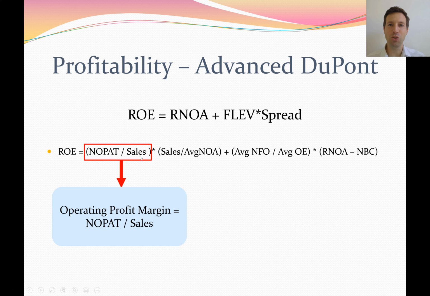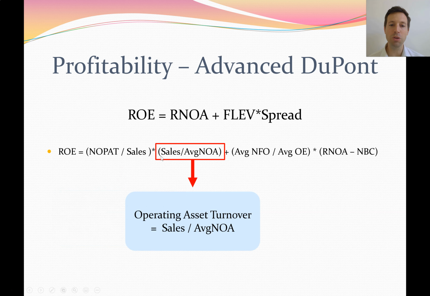It's very similar to a normal profit margin ratio, right? The normal profit margin ratio would be net profit divided by sales. Here we're doing operating profit divided by sales. So that's going to be our operating profit margin. We then multiply by sales divided by average net operating assets.